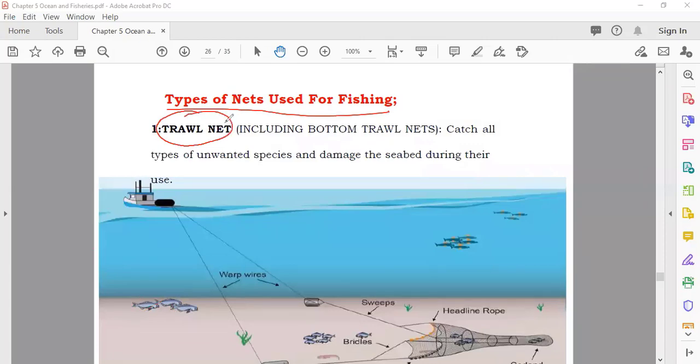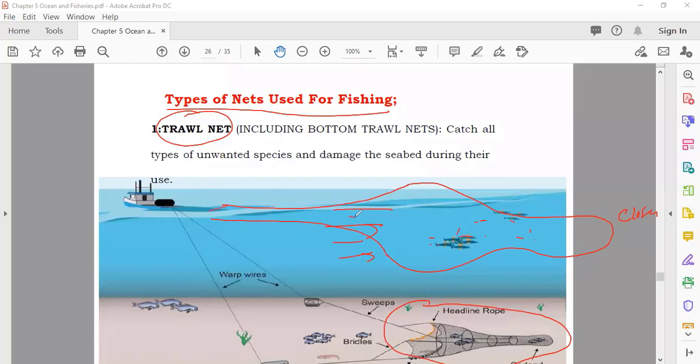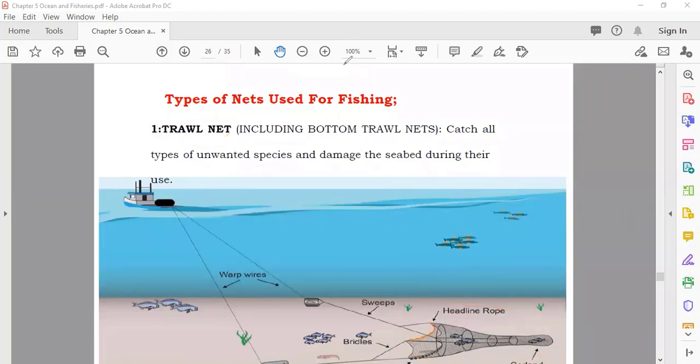Number one, trawl net. If you see the trawl net, it's like this. Here you can see the diagram. In other words, if I want to draw it, I can make it like this. From here, it is big, then it narrows, and this part is closed. Fish come from this side and get stuck inside. It is pulled by ropes, and you can take it out from the sea. So this type of net is known as a trawl net.